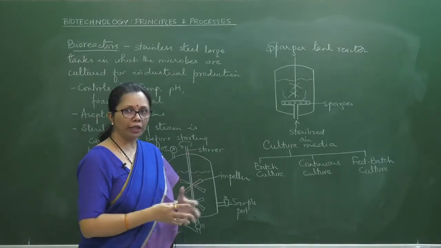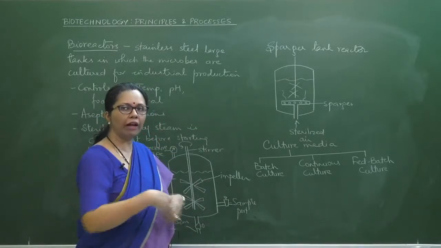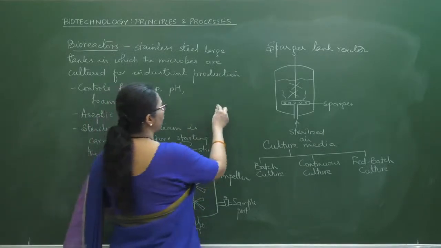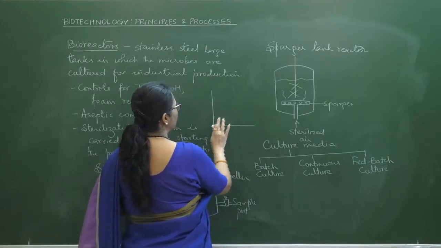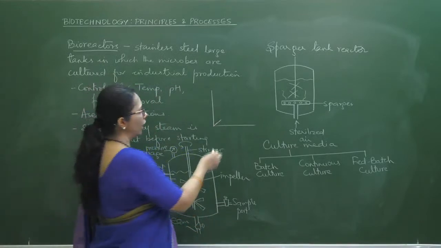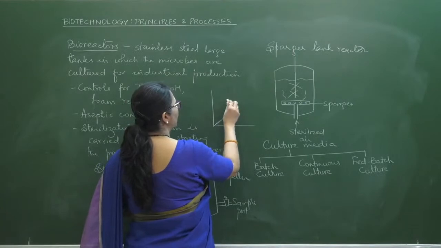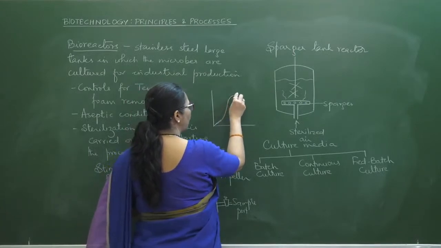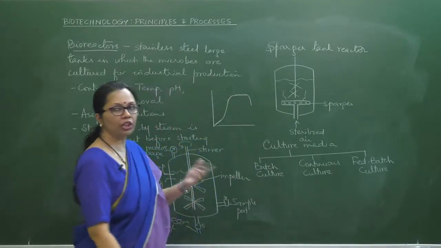Once the product is formed, that we can test from the sample pot, and then the whole thing will have to be taken out. Like for any growth curve, initially there is a lag phase because they get acclimatized to the new culture, and then there is exponential growth. After that, once they have used up the medium, there will be a stationary phase, and then finally a declining phase will start, they'll start dying.